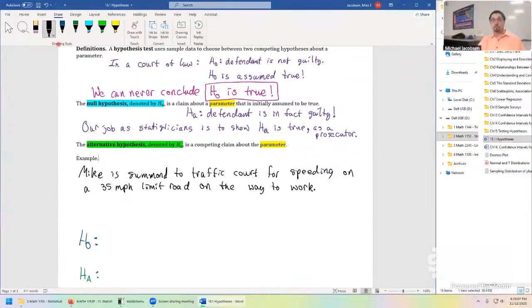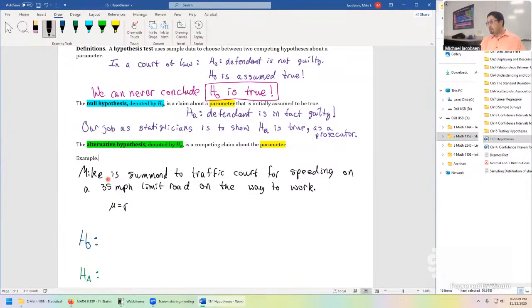So the parameter in this problem would be, well, it looks like it's quantitative data this time if we're talking about miles per hour, data with a unit. So if I'm summoned into traffic court, what they're going to be talking about is on average, maybe it's the average in the last week, maybe last semester, something like that. But we need a parameter down for statistics.